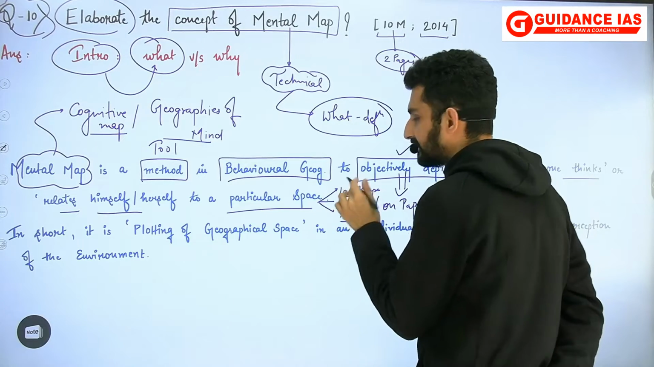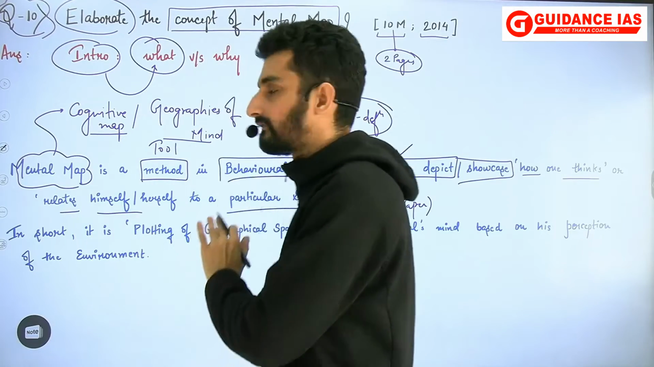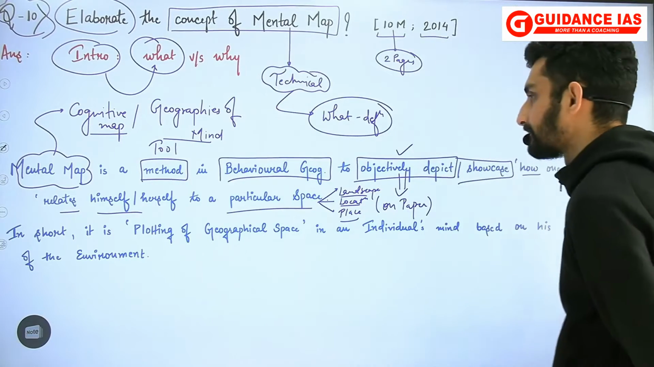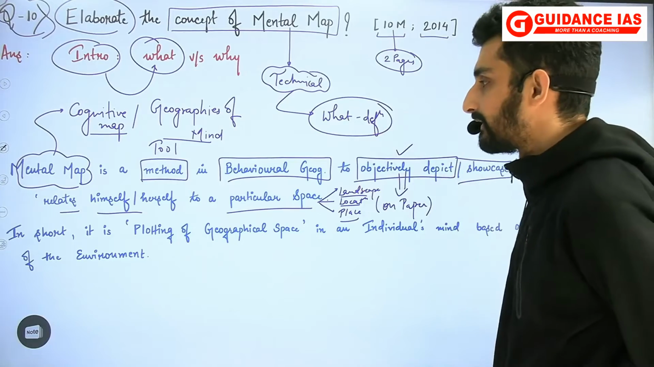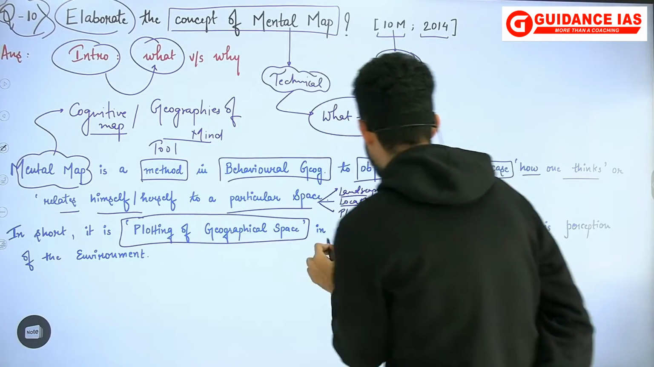And the difference between these three we have already discussed in the last class of sense of place. We have already discussed this particular thing. So this is the definition of it. In short, it is plotting. It is plotting of geographical space in an individual's mind.